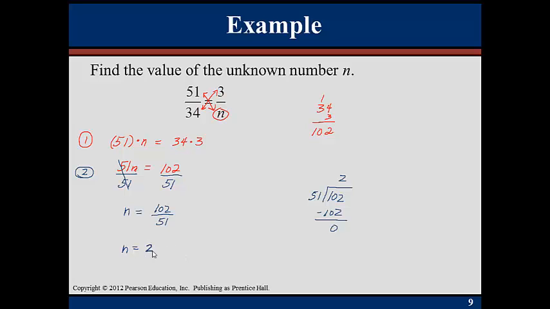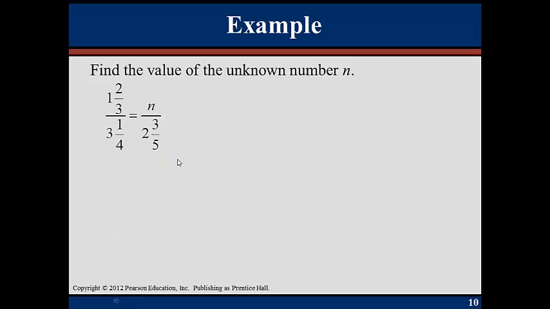So n is 2. You can check it by plugging it back in and making sure that the cross products are equal. So here's our little check. I'm going to plug it back into number 1. It was 51, but instead of multiplying by n, now I'm going to multiply it by 2. And on the other side, we had 34 times 3. So 51 times 2 is 102, and then 34 times 3 is also 102. These are equal, therefore n equals 2 is the correct answer.